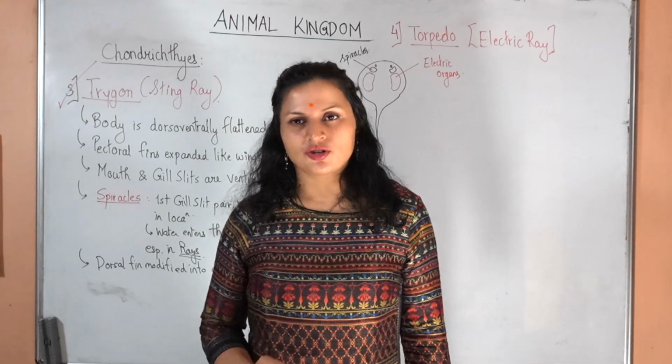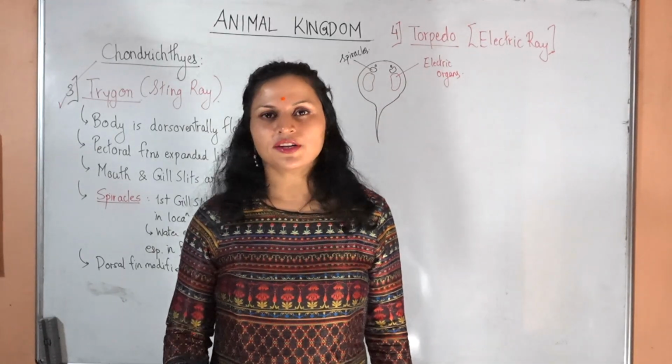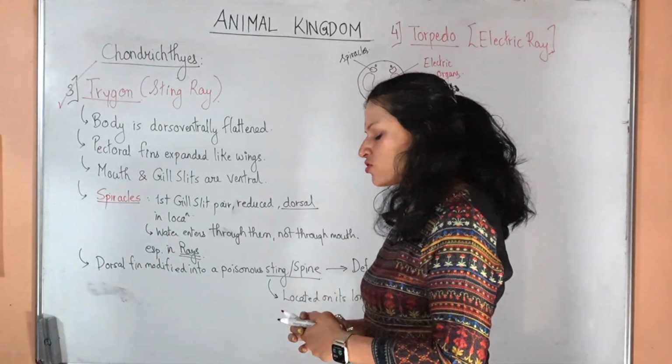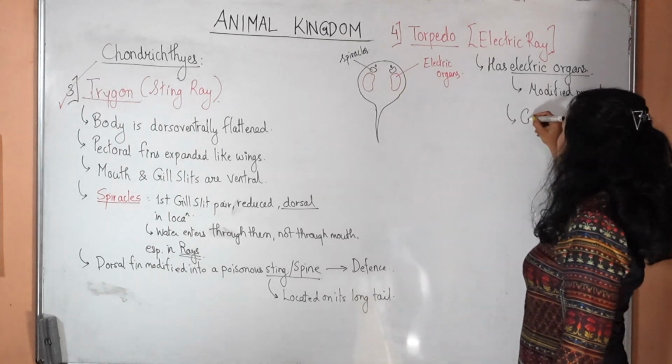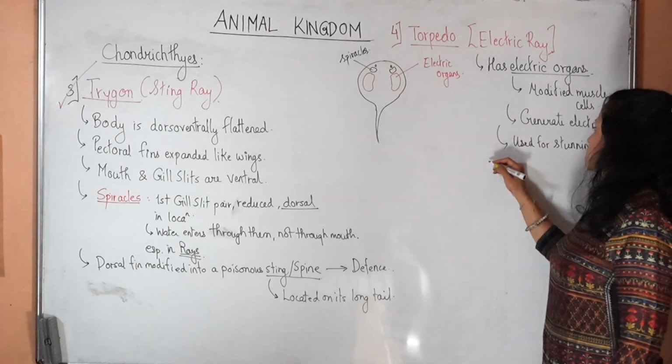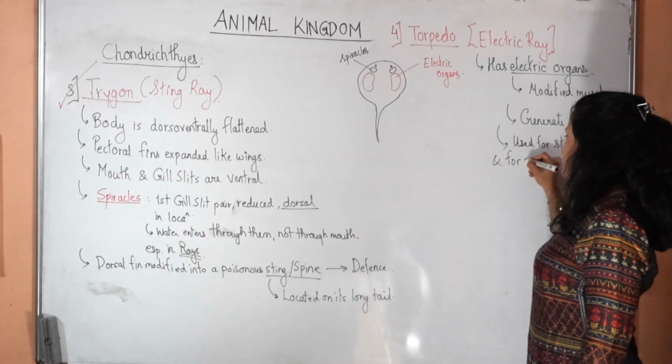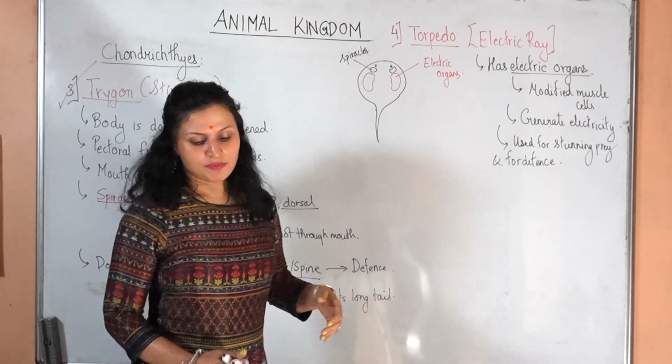It will be then captured. It also uses the electric shocks for defense. So the electric rays have presence of the electric organs. These are modified muscle cells. They generate electricity used for stunning prey and for defense as well. So that was about Torpedo. Important example.